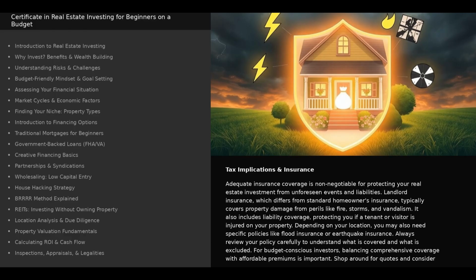Depending on your location, you may also need specific policies like flood insurance or earthquake insurance. Always review your policy carefully to understand what is covered and what is excluded. For budget-conscious investors, balancing comprehensive coverage with affordable premiums is important. Shop around for quotes and consider bundling policies. Never skimp on insurance, as a single catastrophic event could wipe out years of investment gains. Proper insurance provides peace of mind and safeguards your financial future.